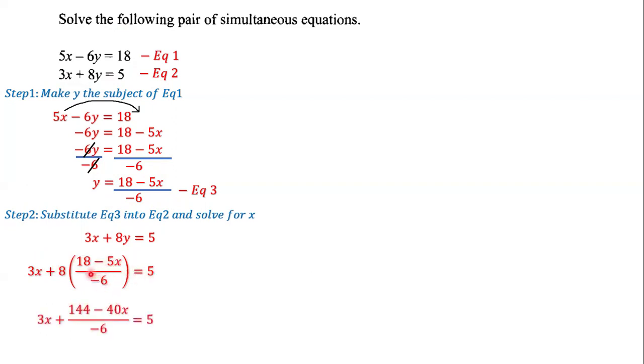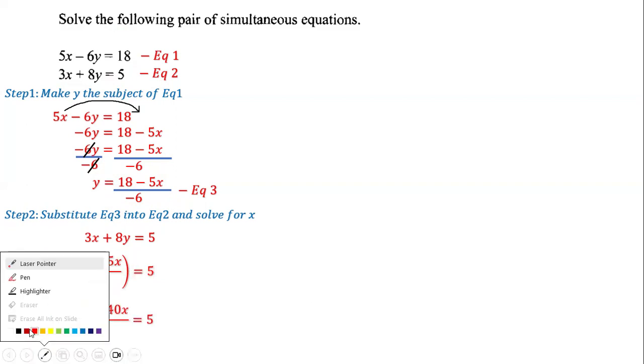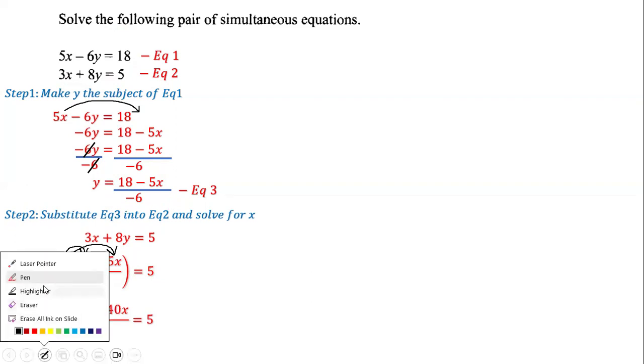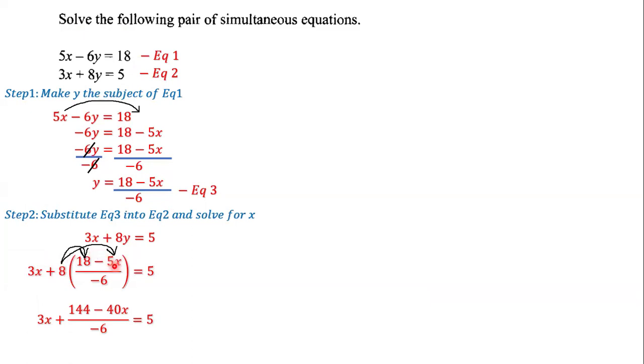Next, we're going to multiply. We multiply 8 times 18, and 8 times 18 is 144. What we actually have here is 8 times 5x, and 8 times 5x is going to be 40x, and we keep the negative sign, and we still have it over negative 6. So we have 3x plus 144 minus 40x all over negative 6 is equal to 5.